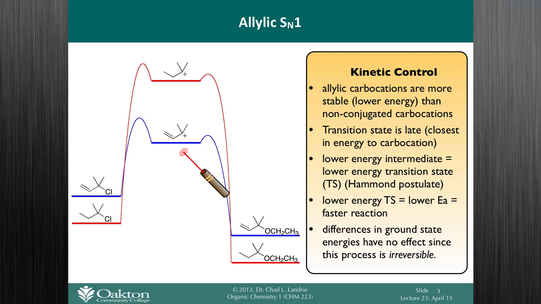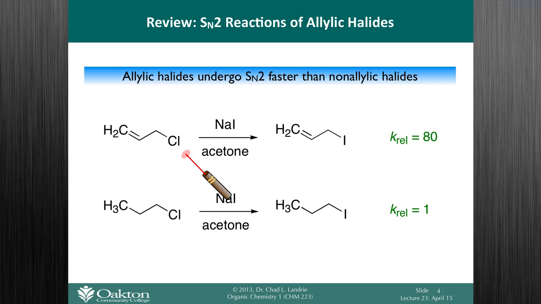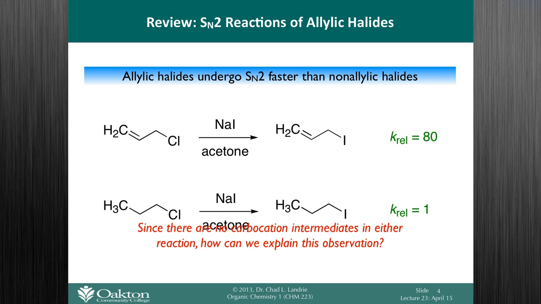We also saw that SN2 reactions were faster for allylic systems than their saturated counterparts. Iodide here adds to the carbon with the leaving group at the same time that the leaving group is leaving. So there's no carbocation intermediate. What can explain this trend then? We said that there were two possible factors. One was a steric interaction.